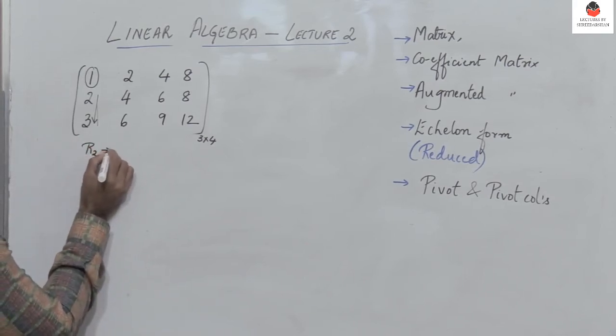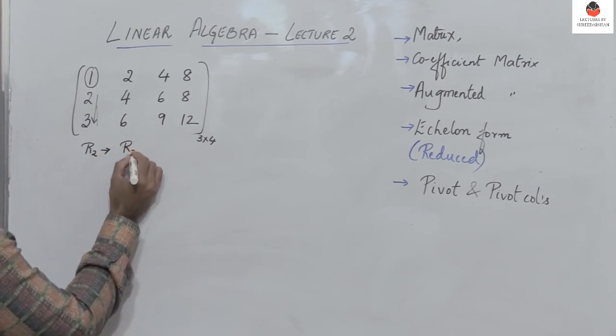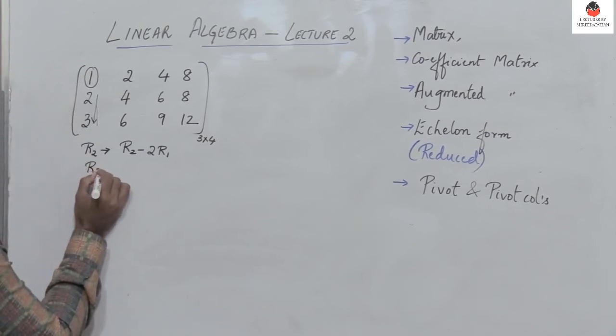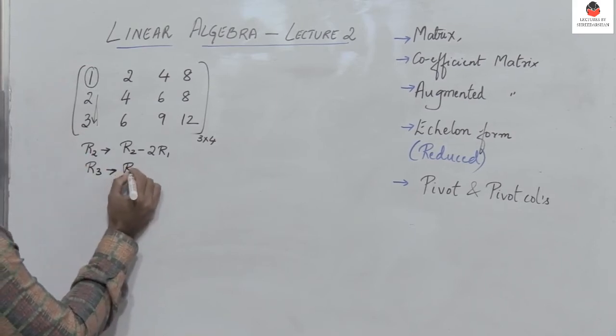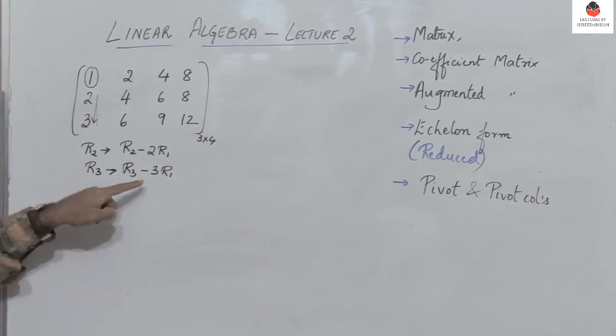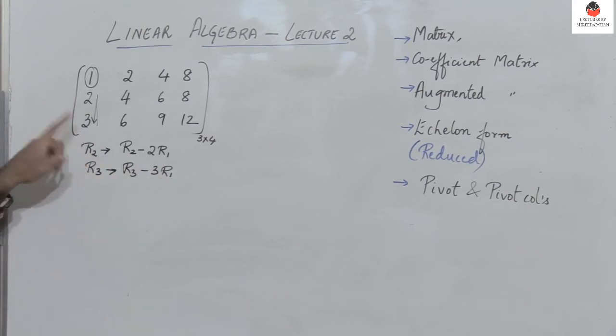Row 2 becomes row 2 minus 2 times row 1. So if I multiply row 1 by 2 and subtract it from row 2, if I perform this operation, I get a 0 here. Now similarly, I observe that if I perform R3 minus 3R1, multiply row 1 by 3 and then perform R3 minus 3 times R1, this term becomes equal to 0. So I'm only focusing on making these 2 elements 0.